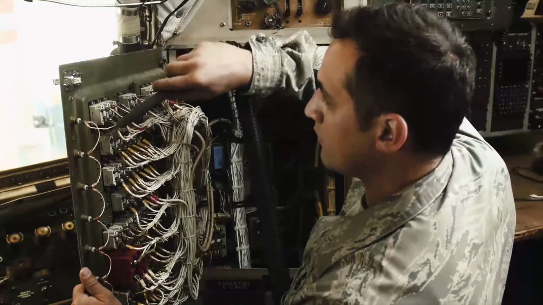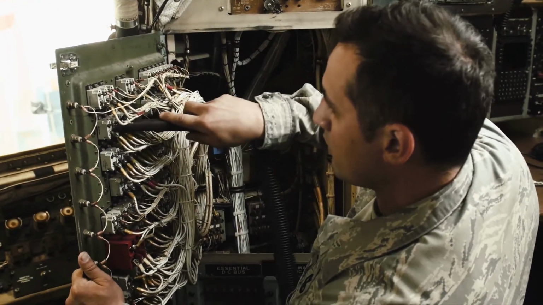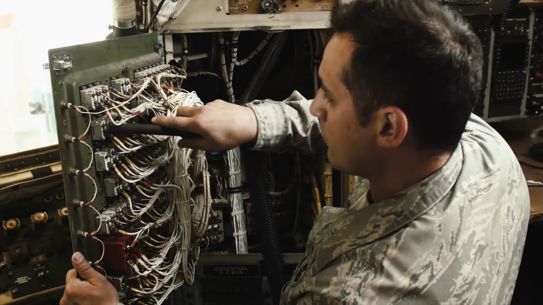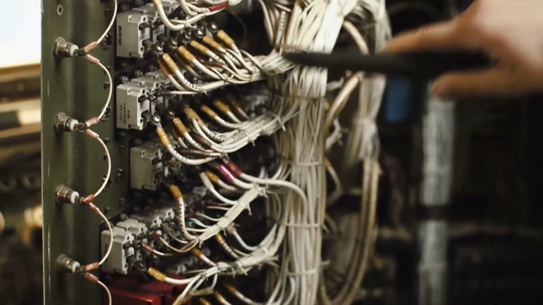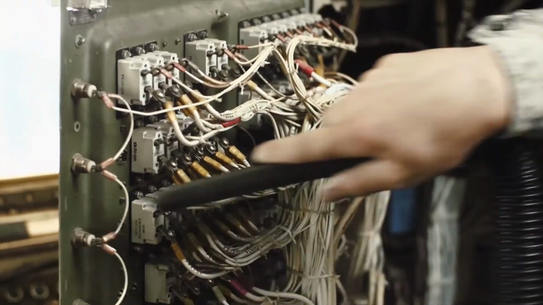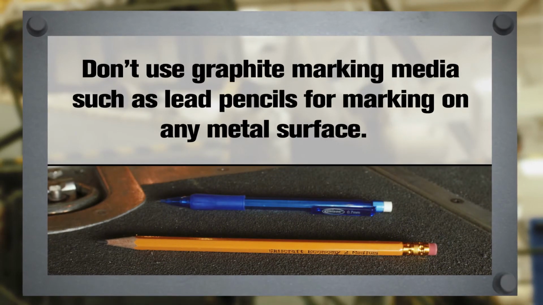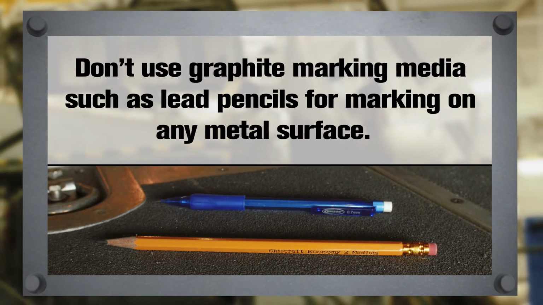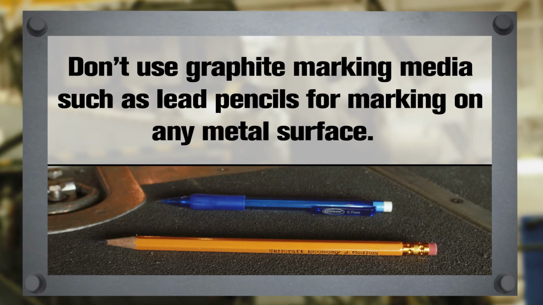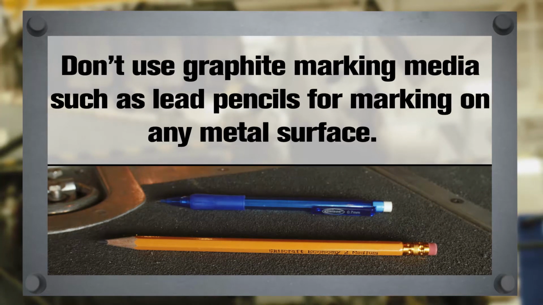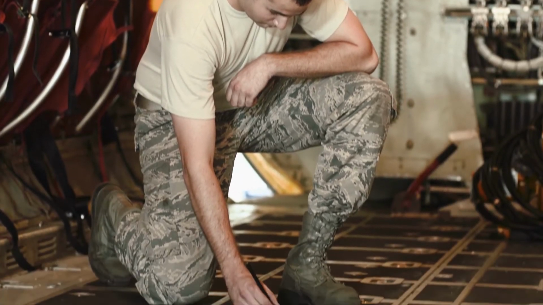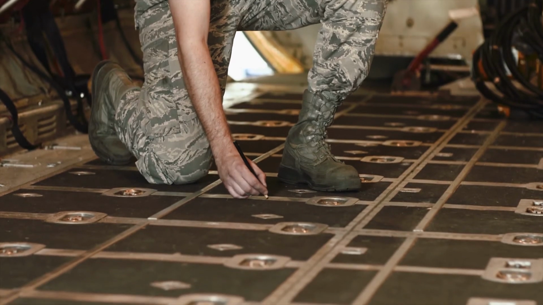Circuit breaker assemblies need to be cleaned regularly to prevent dust and dirt from building up. Moisture also has a tendency to accumulate in these areas and has been the cause of electrical short circuits and failures. Don't use graphite marking media, such as lead pencils, for marking on any metal surface. That can promote accelerated corrosion. Chalk or greased china markers are the preferred method.